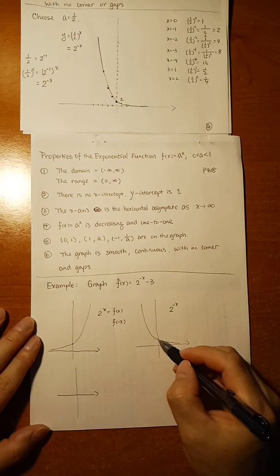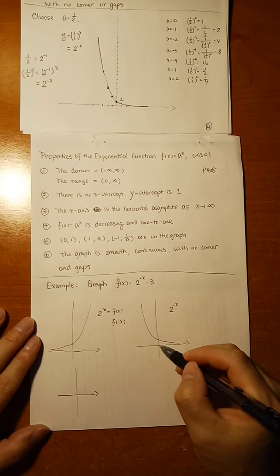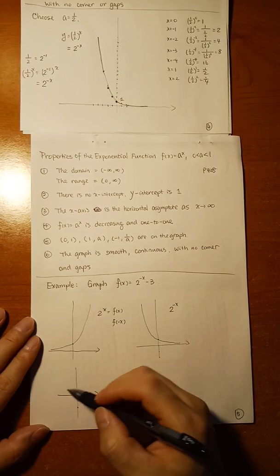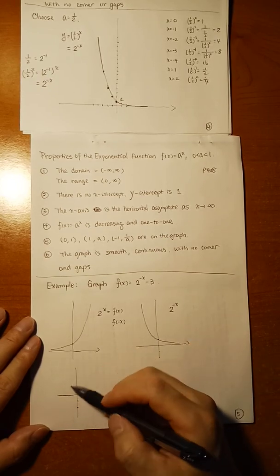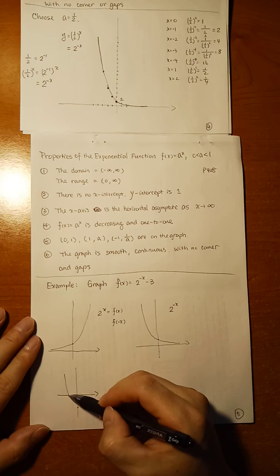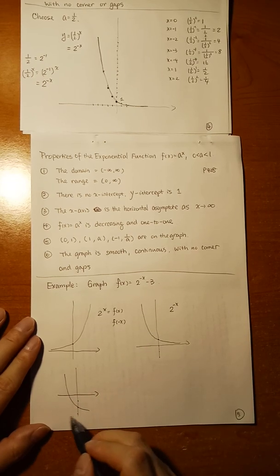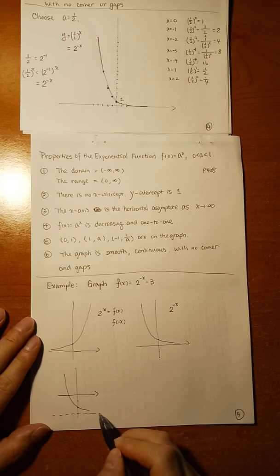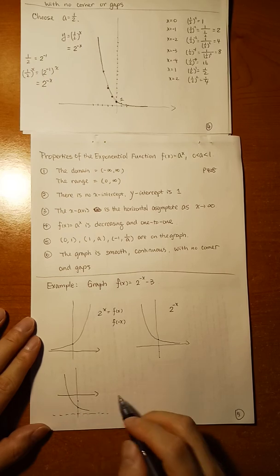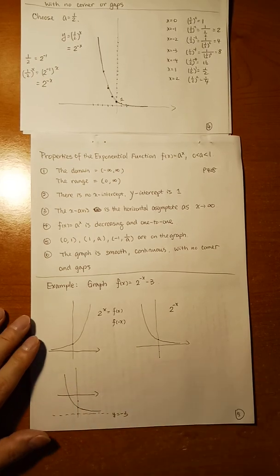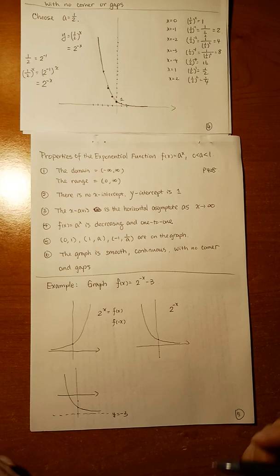So this is a 1. You move it 3 units down. It's 0, negative 1, negative 2. And 0 is moved to y equal to negative 3. So everything will be shifted down.